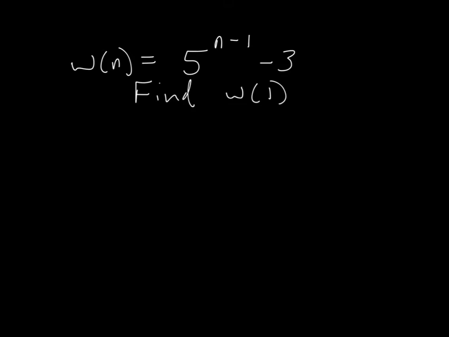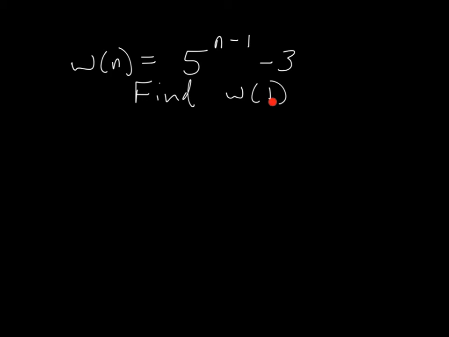So we'll start with this. This should be Algebra 1-2 review, where I'm just talking about what it means when we write an equation in this notation, which is called function notation, where it's w of n or f of x or g of x or whatever it is. So we have this function notation, and then it says find w of 1. That's how we say that.